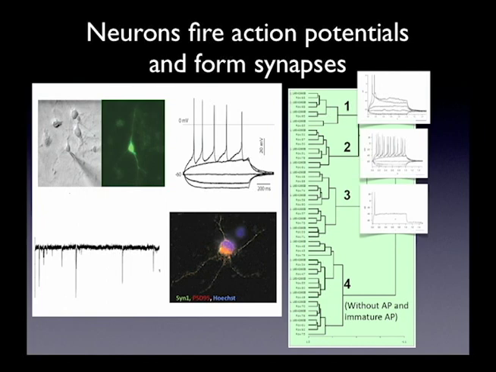And in fact, if you do this for hundreds of cells, you can see that, at day 50, about a quarter of the cells fire these action potentials. About half of them fire just a single action potential, and then about a quarter of them don't fire any action potentials at all. Okay?